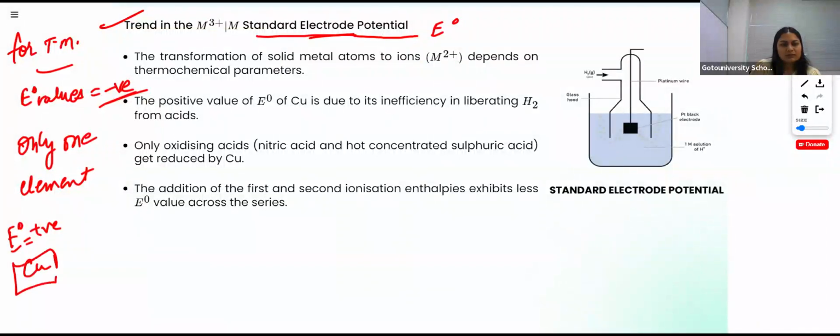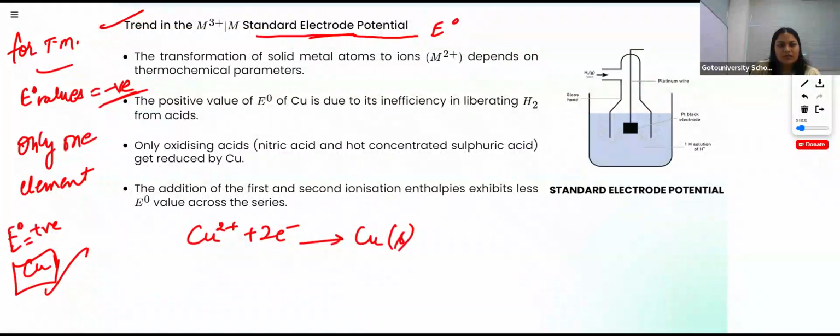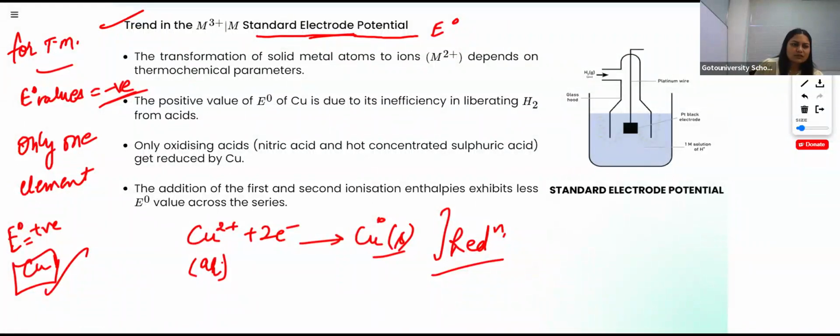And who is that? That is copper. How is it showing a positive electrode potential value? Because copper prefers reduction, due to its positive value. We have done this reaction in electrochemistry already. Here copper in the aqueous state will attain the solid, neutral state after reduction. So that is why it is showing a positive value.